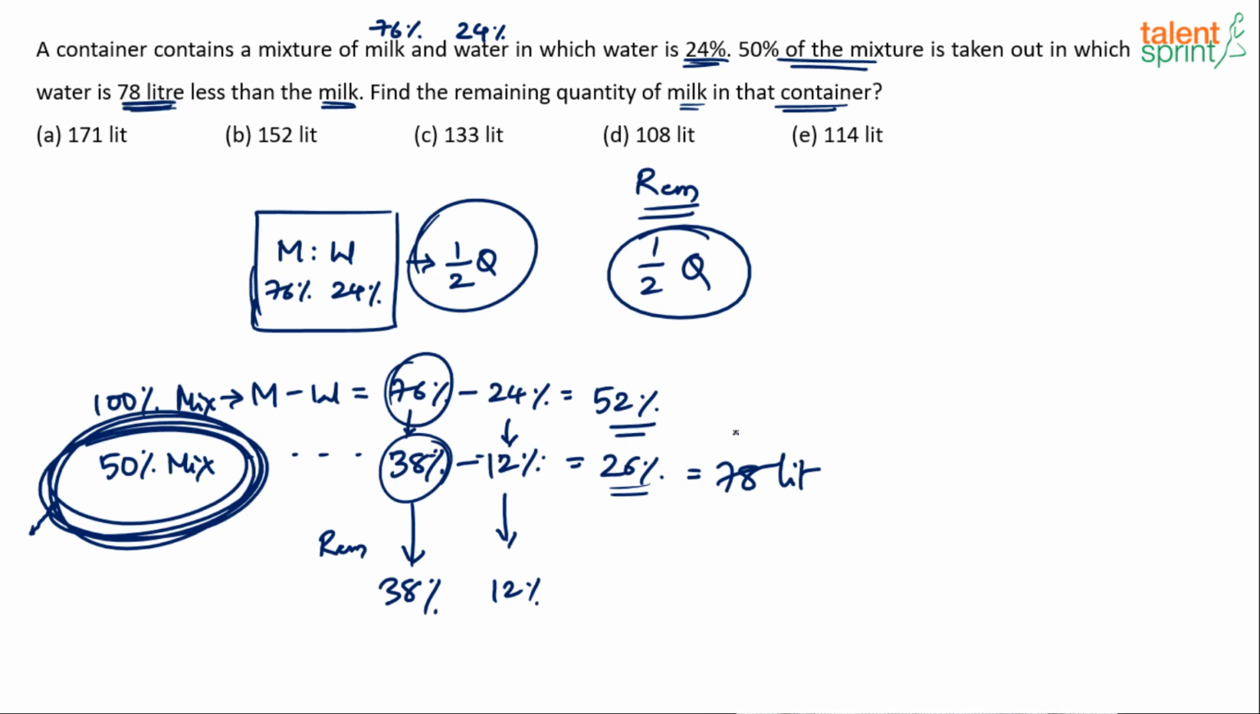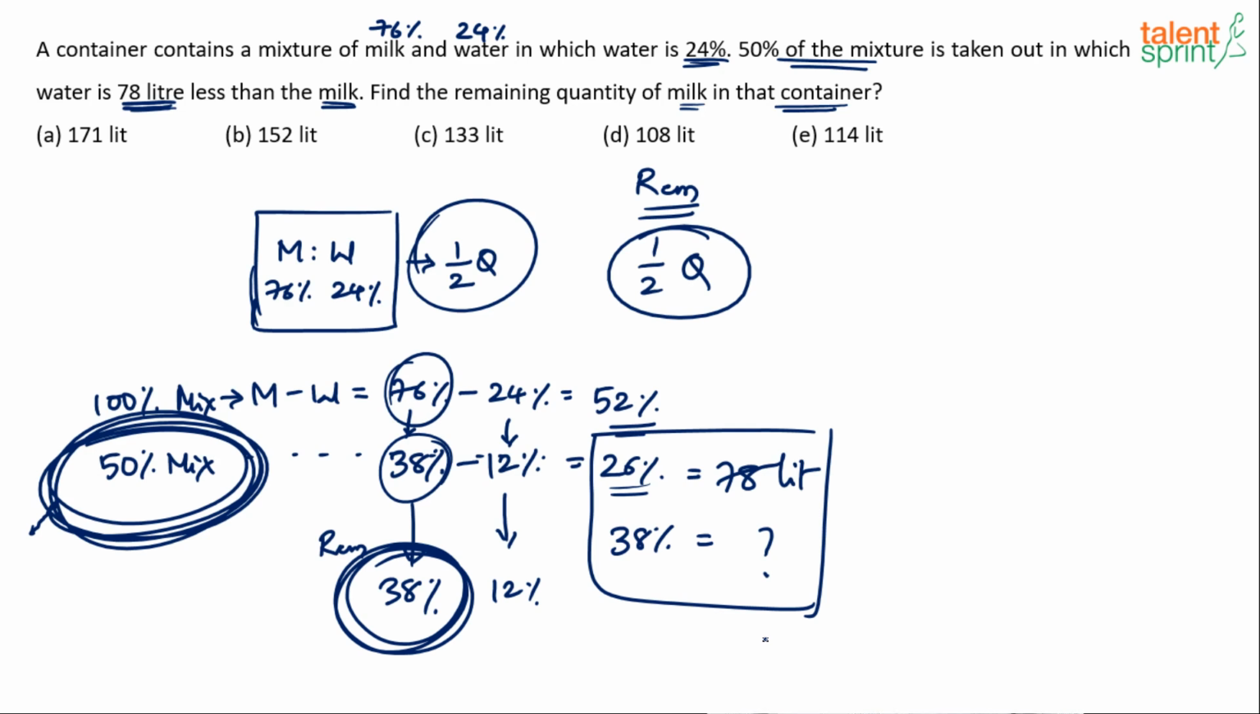In that removed portion, we found 78 is the difference. He's asking us to find the remaining quantity of milk in that container. Remaining quantity of milk is going to be only 38%. Simple. If 26% is equal to 78 liters, 38% is equal to what? Cross multiply and we'll get the answer.